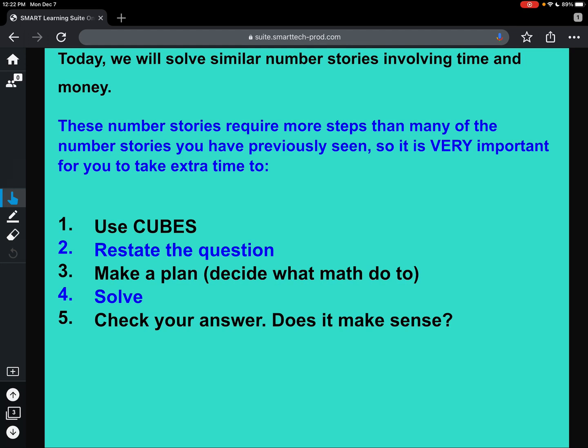Today, we will solve similar number stories that involve time and money. These number stories require more steps than many of the number stories you've previously seen. So it is very important that you take extra time to use cubes, restate our question, and make a plan. So you're going to decide what math you're doing, solve, and then check your answer and ask yourself if it makes sense.